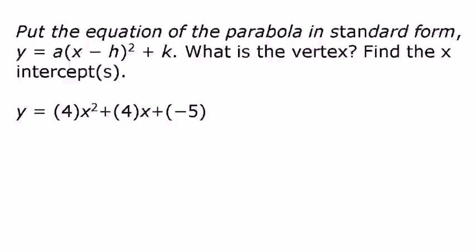Here we need to put the equation of the parabola into standard form, y equals a times (x minus h) squared plus k. We have to find the vertex and the x-intercepts. So when we're putting this in standard form, we're going to complete the square. That means we want the a out front here, so that would be our 4. So we're going to factor the 4 off of both x terms.